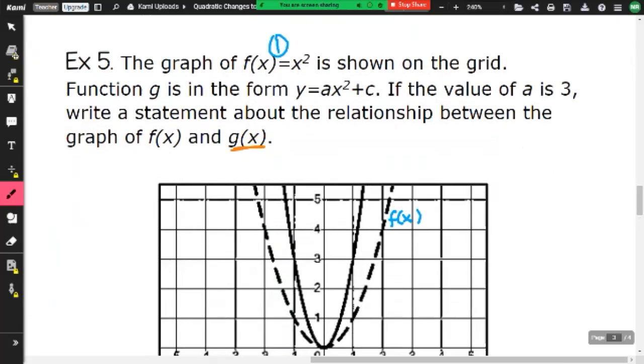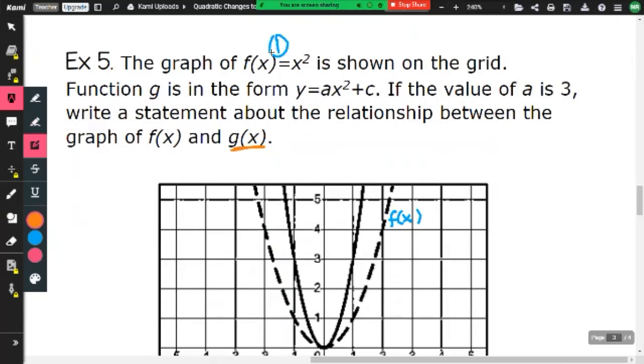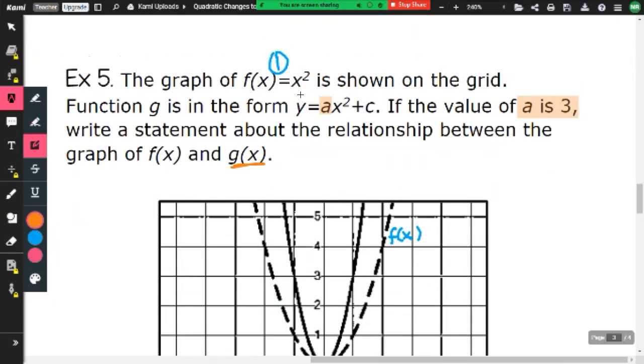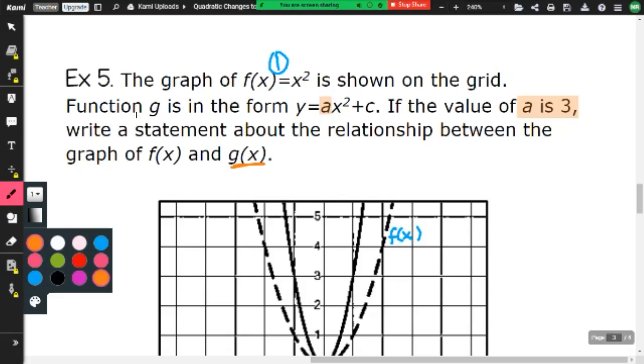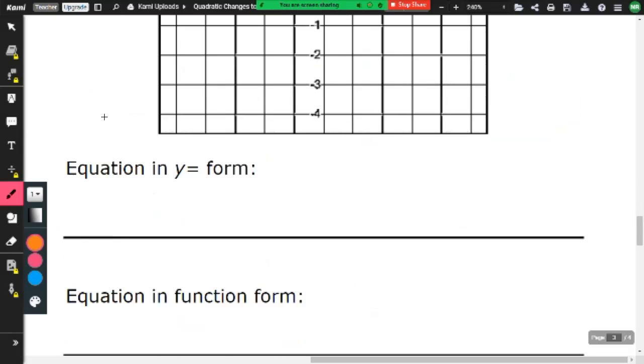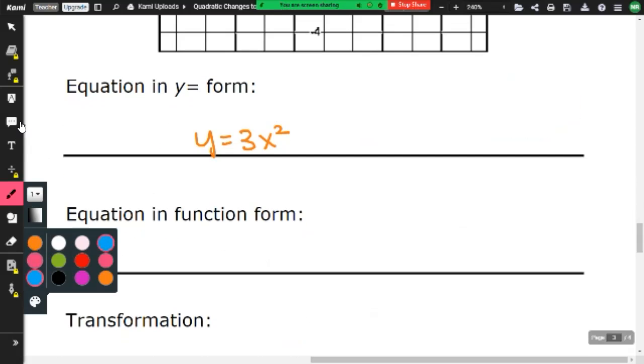What number did they give us to change? Just a. A is 3. So we're only going to change the number in front of x squared to a number 3. How would you write this in y equals form? Y equals 3x squared. Y equals 3x squared.